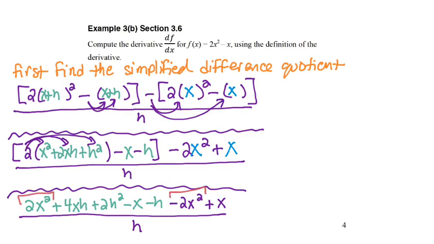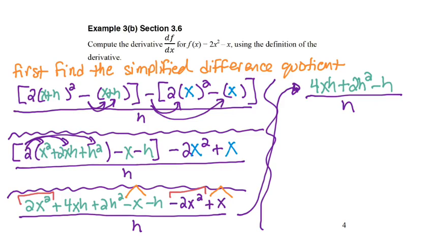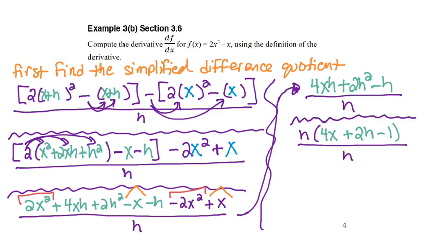So my 2x squareds have a positive and a negative that will add to 0. My negative x and my positive x will add to 0. And yes, everything on the right side is going to be canceling. And I am left with the 4xh plus 2h squared minus h all over h. Just like last time, we need to factor the h out. Be careful. You started with a trinomial, so once you factor, you should still have a trinomial.